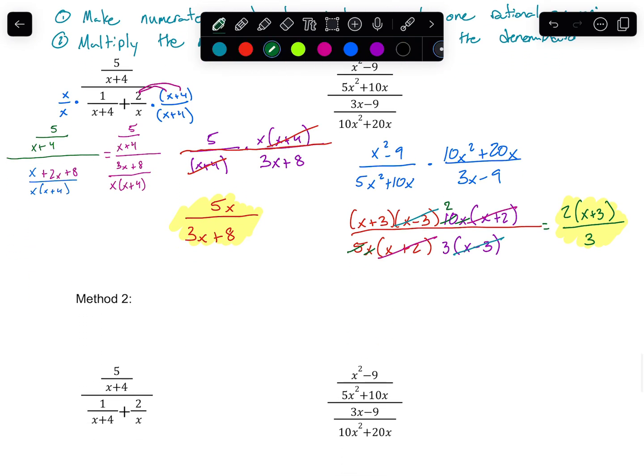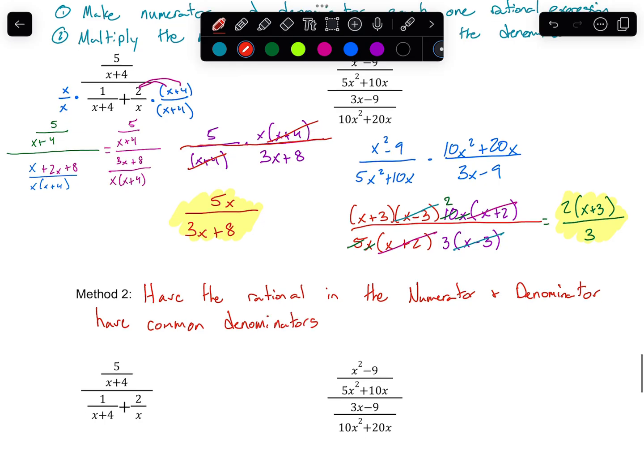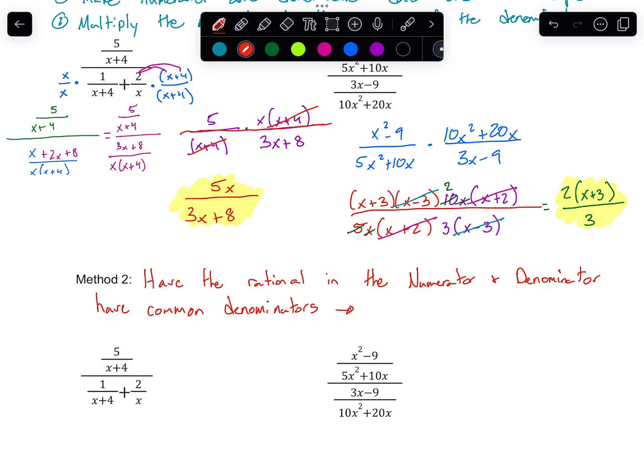Okay, so method 2 is we are essentially going to have the rational in the numerator and denominator have common denominators, and then once that happens, it just becomes numerator over numerator.